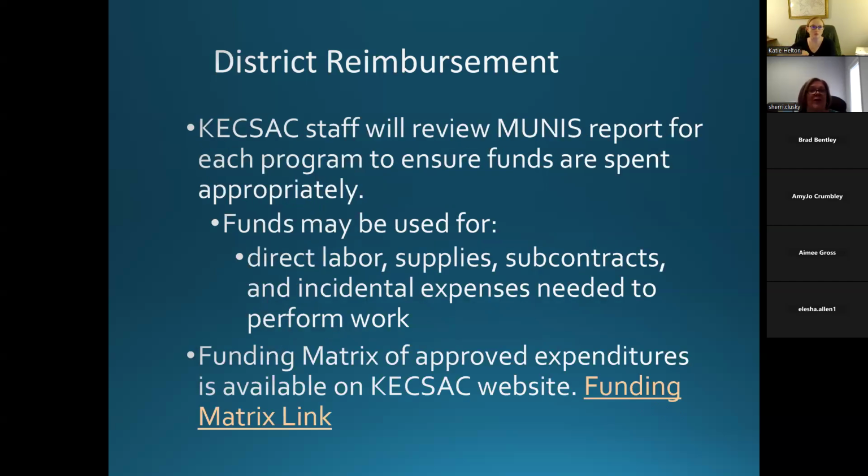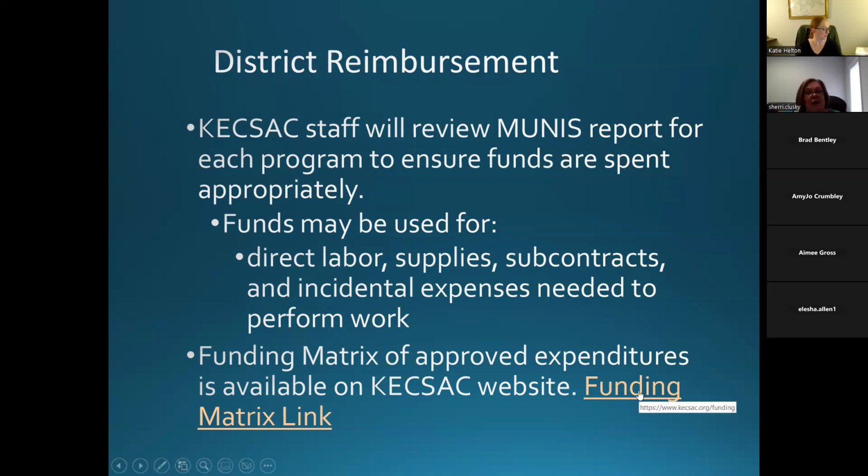KECSAC staff will review the munis report for each program to ensure funds are spent appropriately. Funds may be used for direct labor, supply, subcontracts, incidental expenses needed to perform the work at the program. There's also a funding matrix, and we've linked that in this PowerPoint for you if you have any questions on what's an allowable expenditure or not.